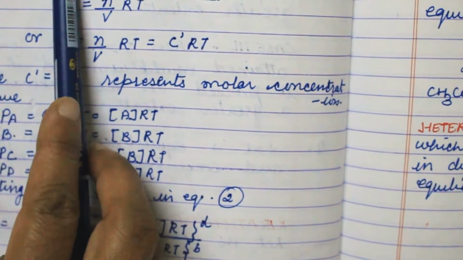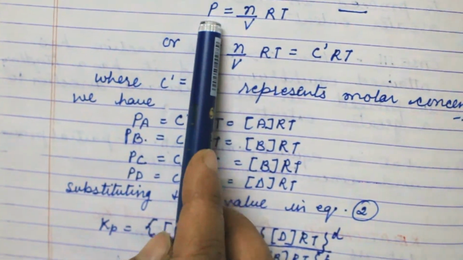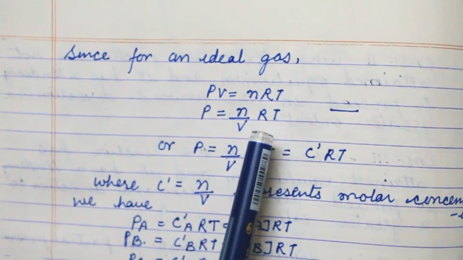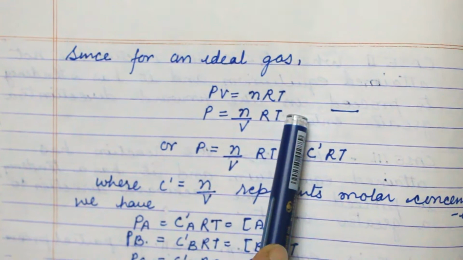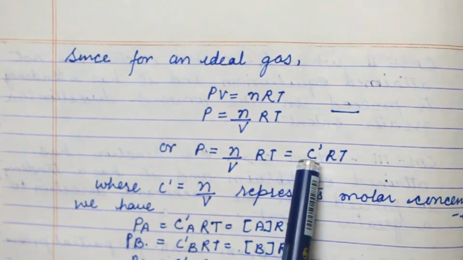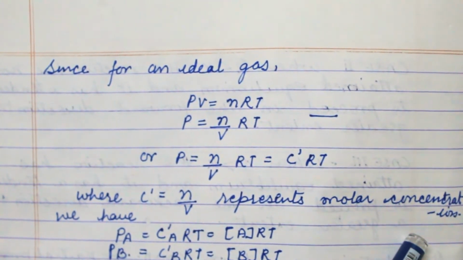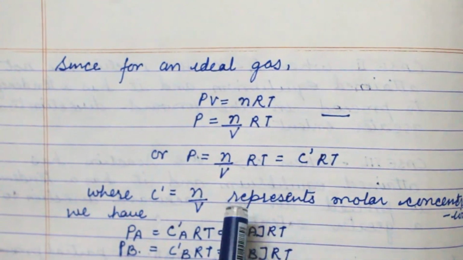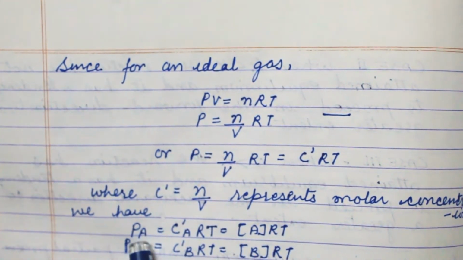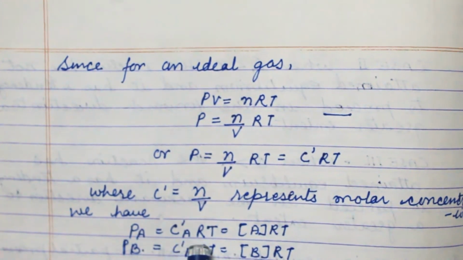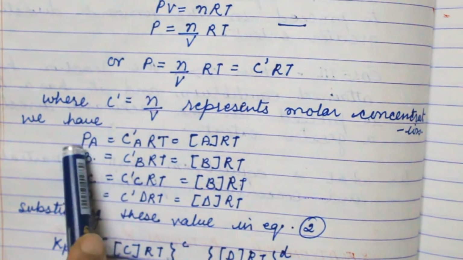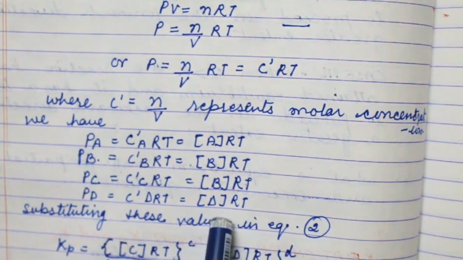Now, for an ideal gas equation we have the formula PV = nRT. So if V becomes the denominator, the equation becomes like this, and now n upon V is C, which is the molar concentration. C is the molar concentration, which is equal to n upon V. Now we have the partial pressure of A is the molar concentration of A times RT, that is [A]RT. Like this we have B also, C also and D also.